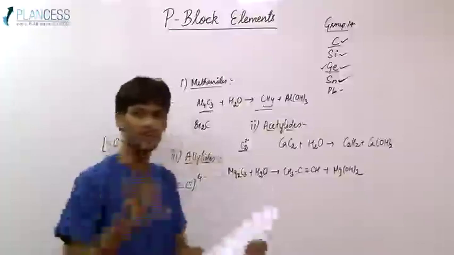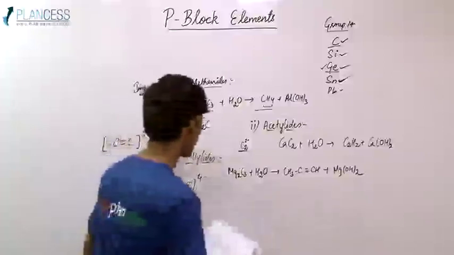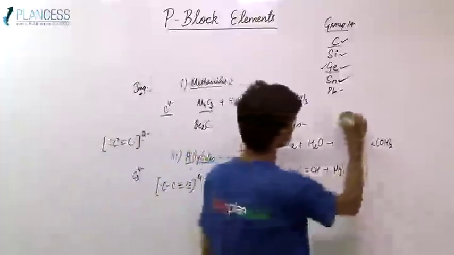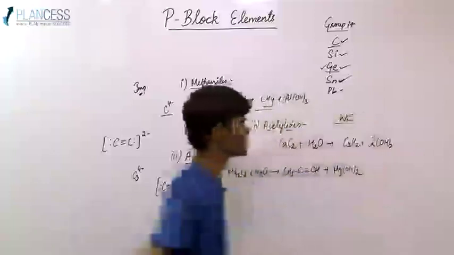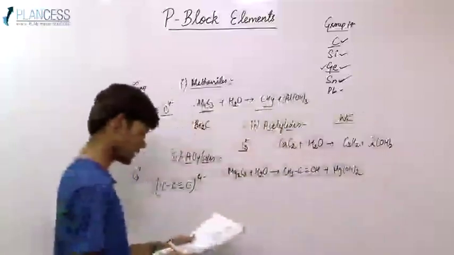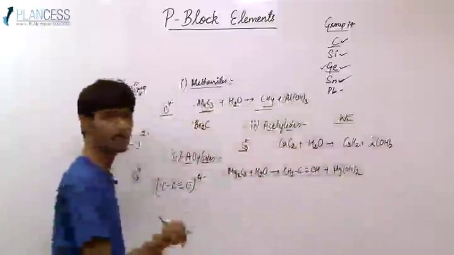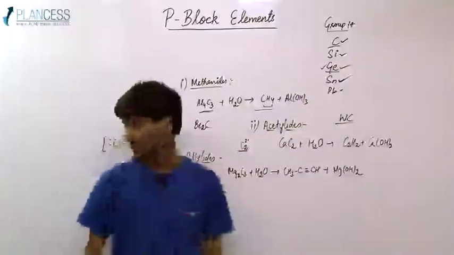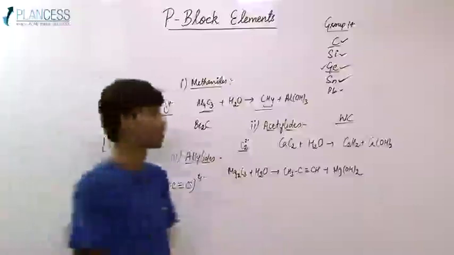They have very high boiling points and high melting points, and they are very tough. For example, WC, that is tungsten carbide, has a very high melting point, and there are carbides of chromium, manganese, cobalt also, which can be hydrolyzed by water or dilute acid. So this was all about the carbides.